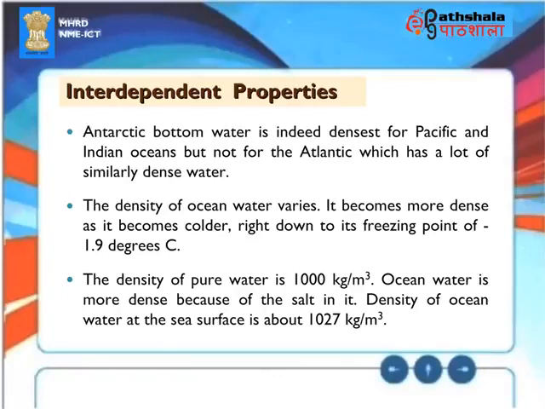The density of ocean water varies. It becomes more dense as it becomes colder, right down to its freezing point of minus 1.9 degrees centigrade. The density of pure water is 1000 kilograms per meter cubed. Ocean water is more dense because of the salt in it. Density of ocean water at the sea surface is about 1027 kilograms per meter cubed.